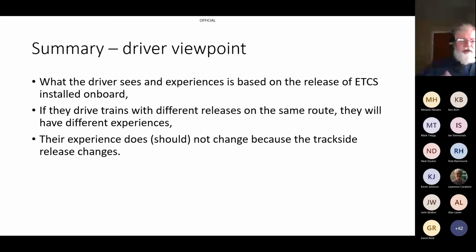The aim is that the experience of the braking system and the supervision shouldn't change because the trackside changes. However, there will be some presentational changes. And that's probably something we will need to think about as we train drivers going forward.